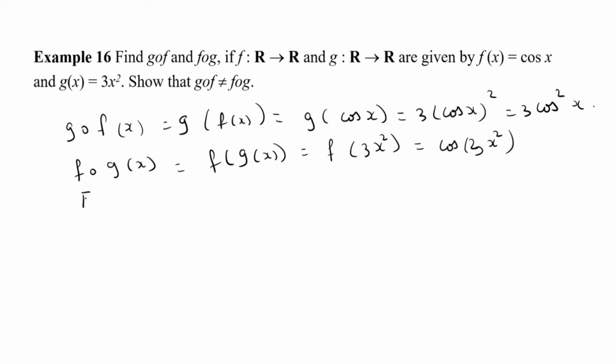For x equal to 0, when we substitute 0 here, we get 3 cos square 0, that is 3 cos 0, which will be 3. And here, if we substitute x as 0, we will get cos of 0, which is 1. So we can see that g of f is not equal to f of g. 3 cos square x is not equal to cos of 3x square. Therefore, g of f is not equal to f of g.